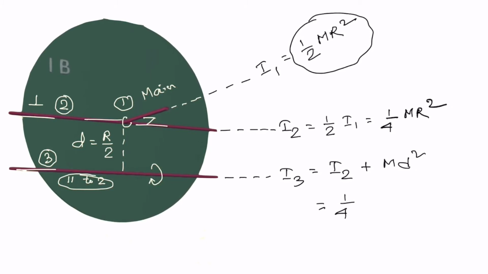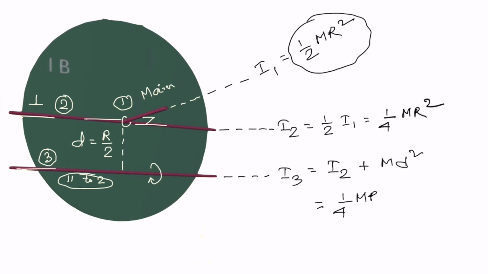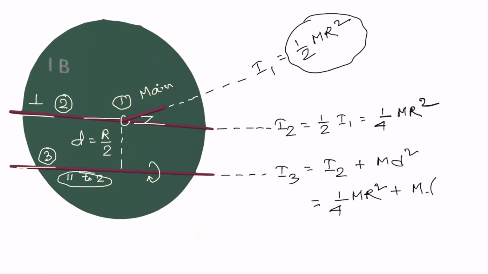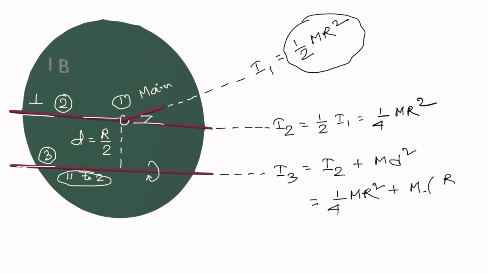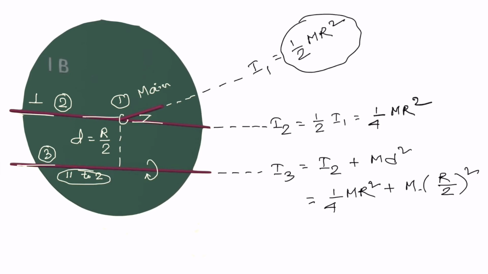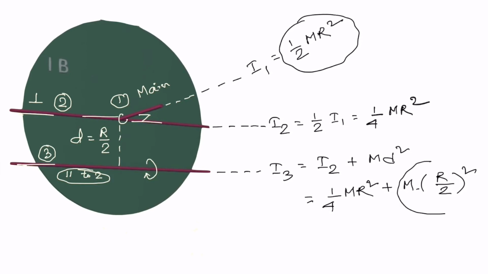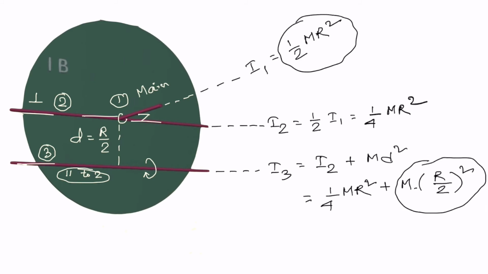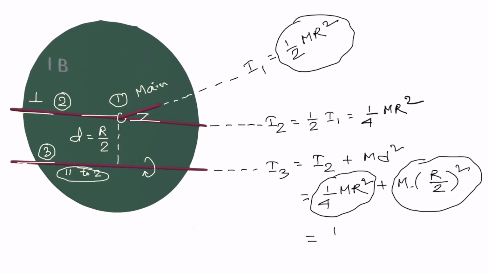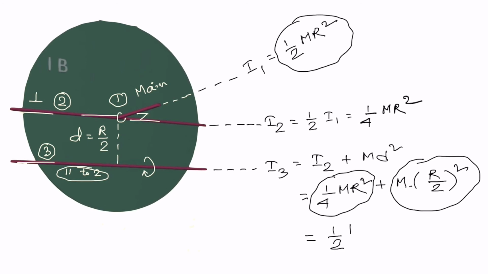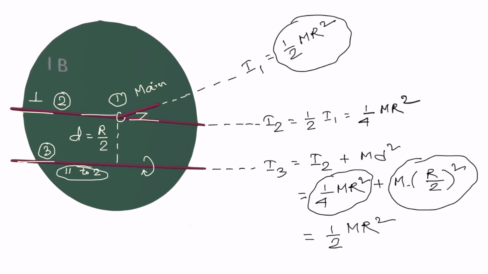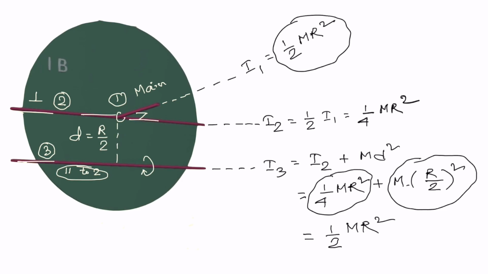I2 is 1 by 4 mr square and md square is m into d, that means r by 2, whole square. So this thing finally becomes 1 by 4 mr square, and this is again 1 by 4 mr square. So adding 1 by 4 plus 1 by 4, it will become half mr square. So that is the moment of inertia of this disk with respect to the third axis. That's it.